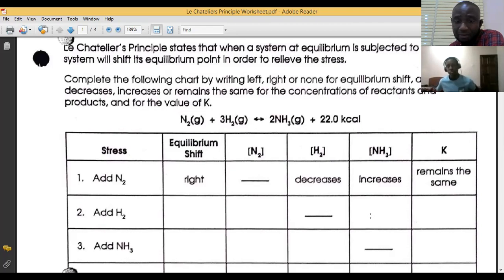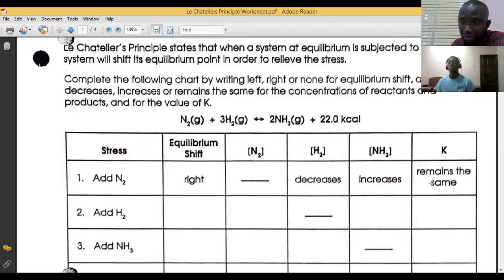So that means if the equilibrium position shifts to the right, it's actually favoring more production of NH3, of ammonia. So that means ammonia there would increase. Okay, so K is actually what we call equilibrium constant.